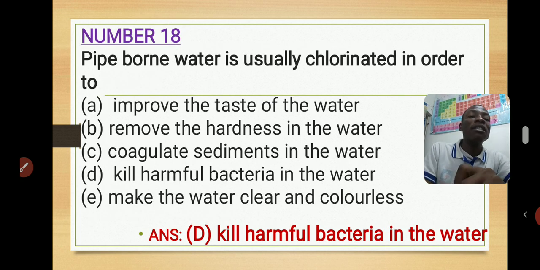Let's see number 18. Pipe-borne water is usually chlorinated. Why do we chlorinate pipe-borne water? To kill harmful bacteria in the water. That's the purpose of chlorination.